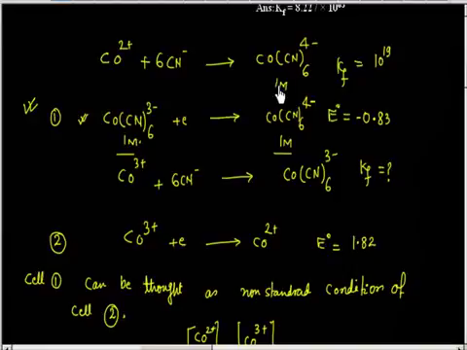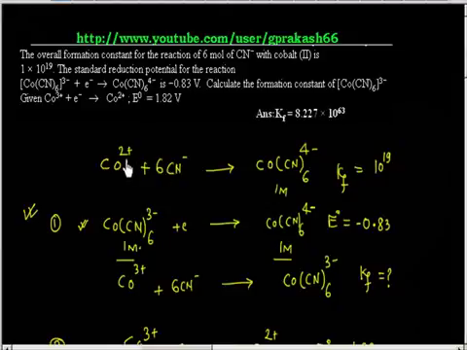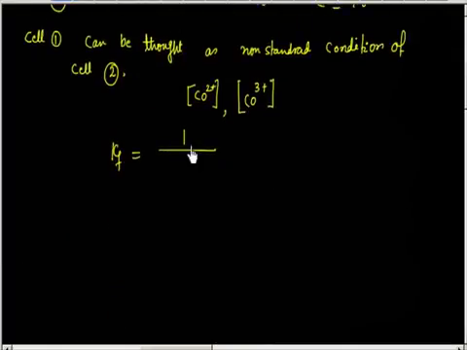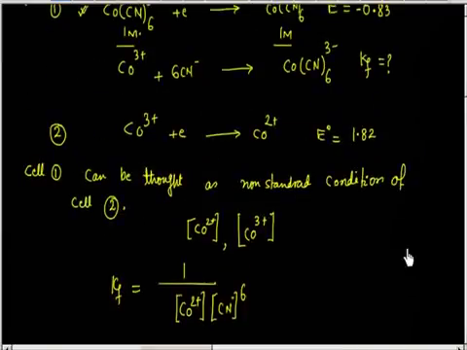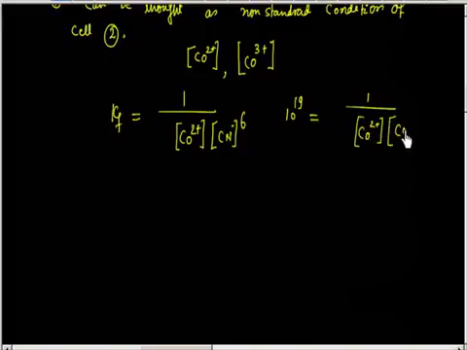So I can write Kf is equal to 1 divided by, because on this side I have 1, so this concentration is 1, Co2 plus and CN minus raised to the power 6. The Kf value is given, Kf is basically 10 to the power 19. So from here I can write 10 to the power 19 is equal to 1 divided by Co2 plus multiplied by CN minus raised to the power 6. So this is equation number 1.